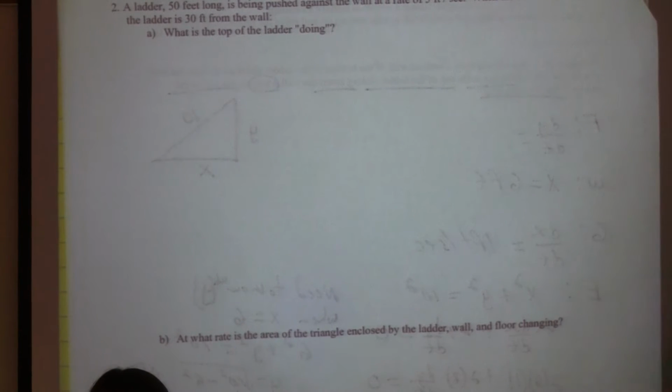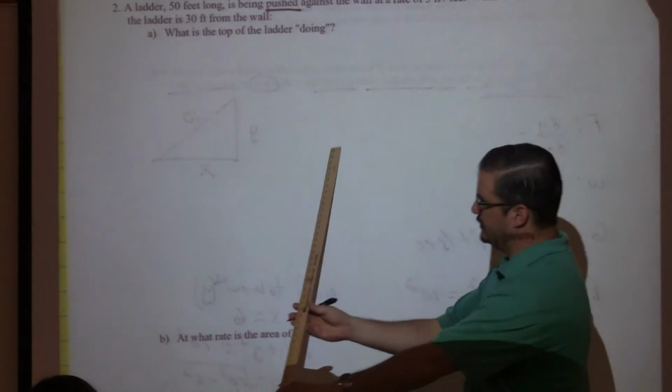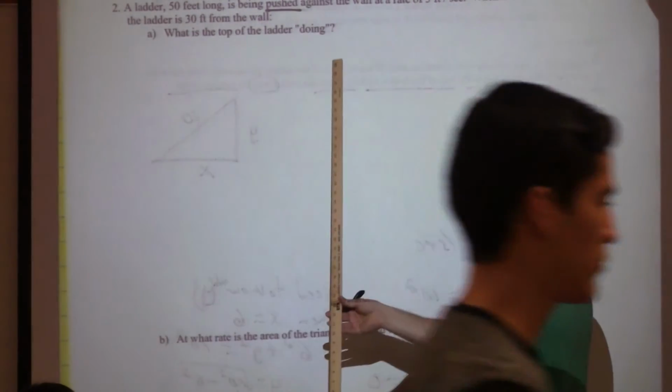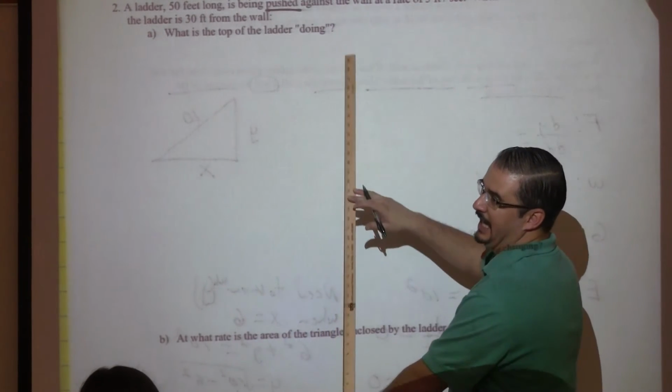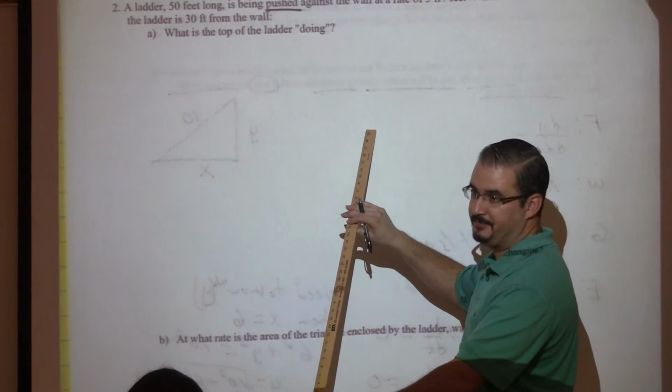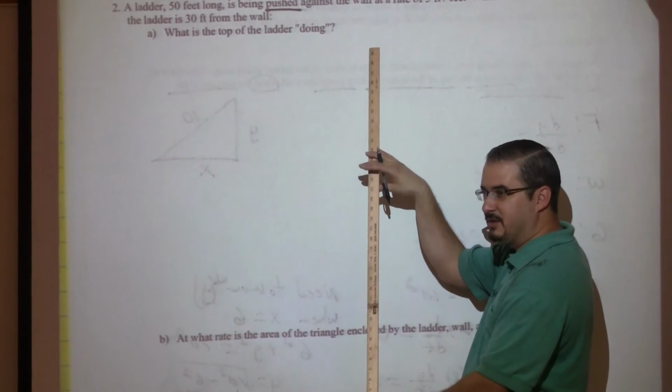Yeah. So a ladder 50 feet long is being pushed against the wall at a rate of 5 feet per second. Ooh, so now what are they doing to the ladder? So now they're pushing the ladder, right? So now what's increasing? The height. The height of the ladder, but what's decreasing now? The distance from the wall, right? Okay, so be careful, right? When the bottom of the ladder is 30 feet, what is the top of the ladder doing?